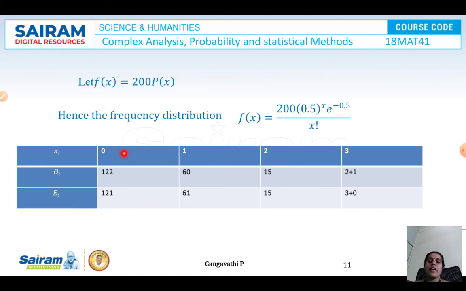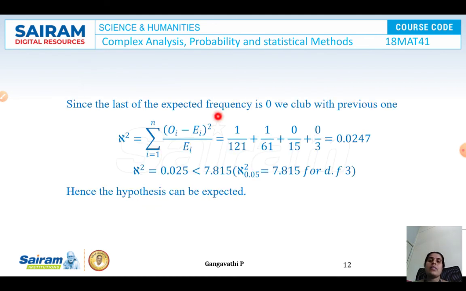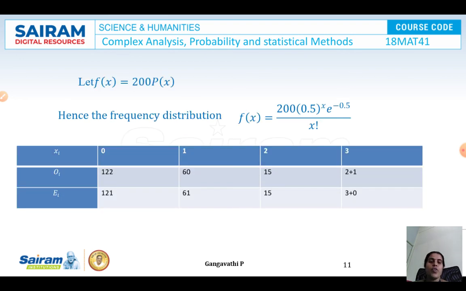So when x is equal to 0, this expansion gives us 121. When x is equal to 1, it gives us 61. When x is equal to 2, it gives us 15. And when x is equal to 3, it gives us 3. And when x is equal to 4, the value becomes 0, so it can be treated along with the previous value. Since the last expected frequency is 0, we can club it with the previous one. That is why we have this 2 plus 1 as well as 3 plus 0.